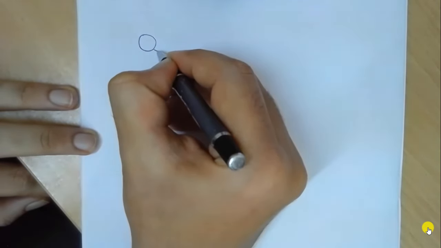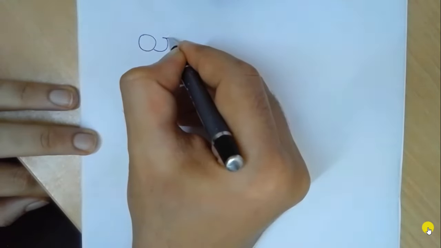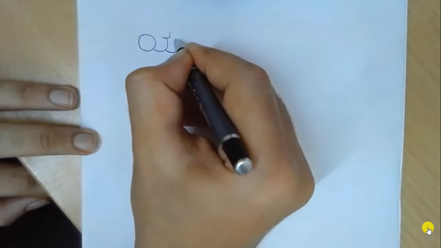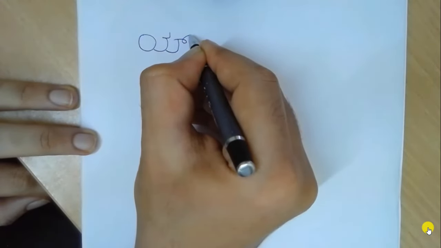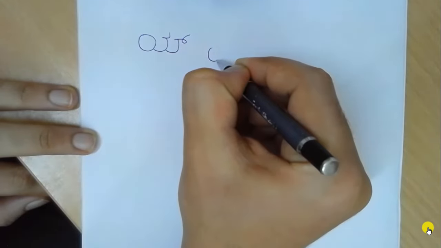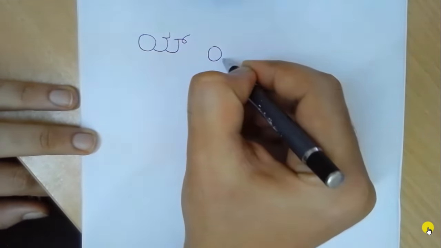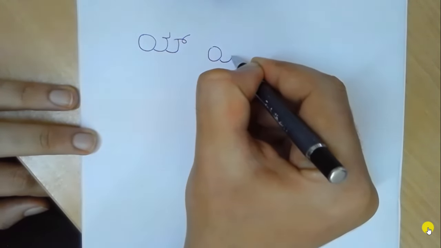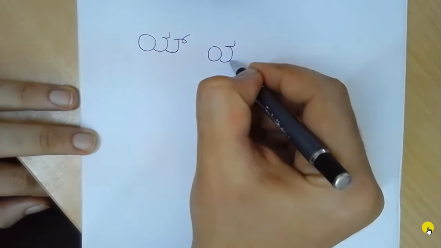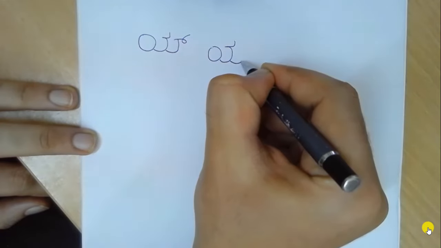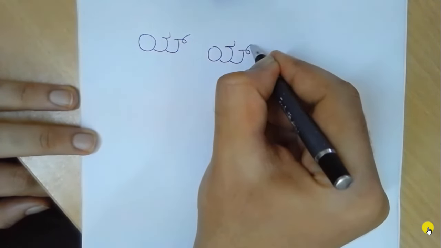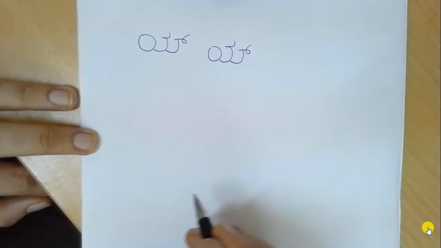This is how we write Y. The root consonant Y. Once again, Y. Okay, so that is how you write it.